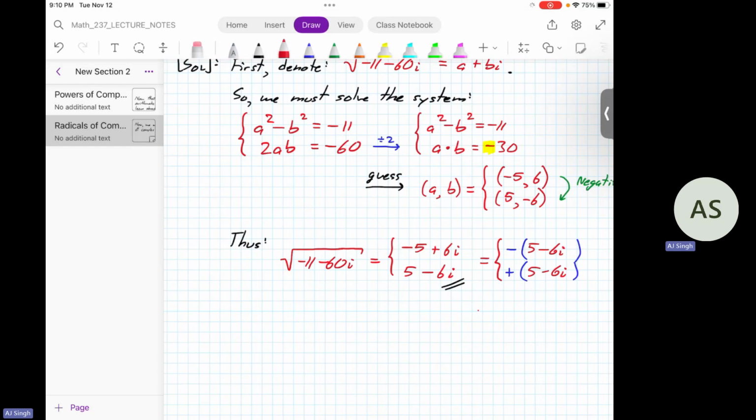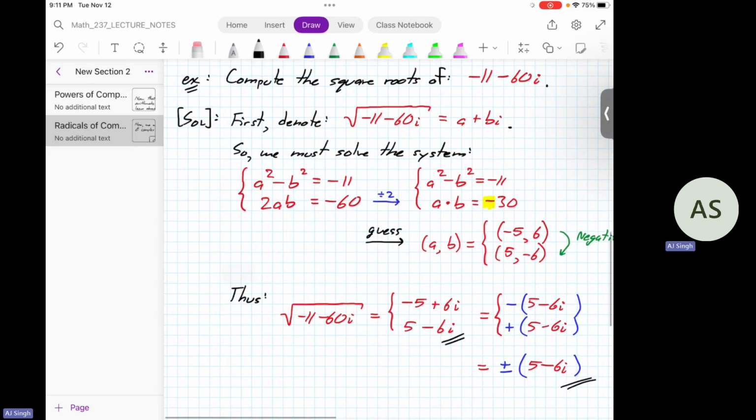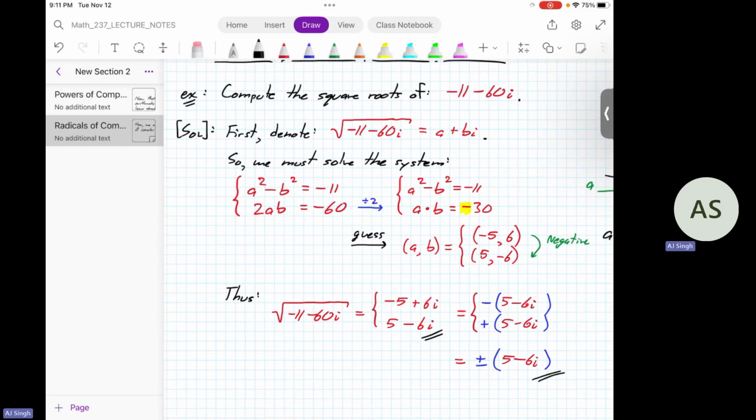Oops. And sure enough, we do have plus and minus. 5 minus 6i. So there we go. Hopefully you also got the same answers, but that's how we do it. Nothing too crazy. Square roots are pretty good. But now when we get to higher roots, cube roots and fourth roots and fifth roots, those get pretty hard. So let's see how to do that next.